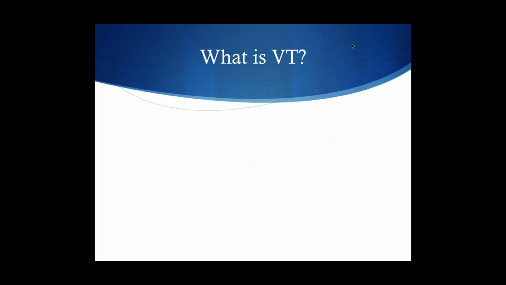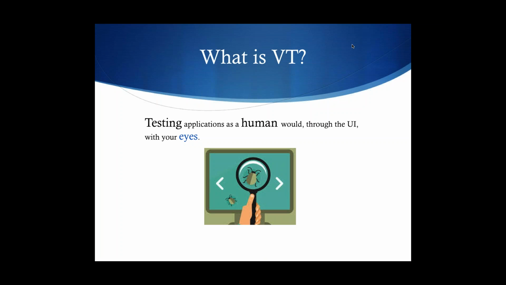Okay, what is visual testing? Basically, it's a simple way to describe visual testing. It's basically testing an application just like you would do it, but through the user interface, which means testing with your eyes. So obviously we know that's a manual process, and it'd be great, especially if you're a quality engineer, if you could automate it.